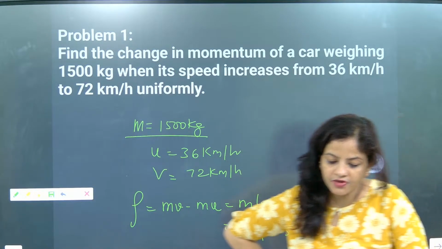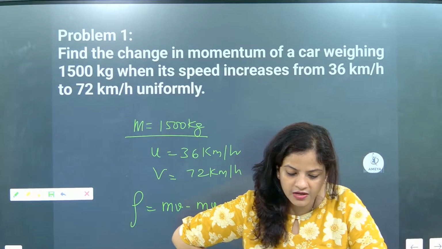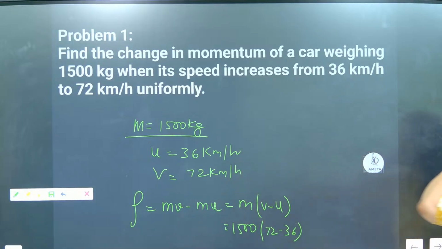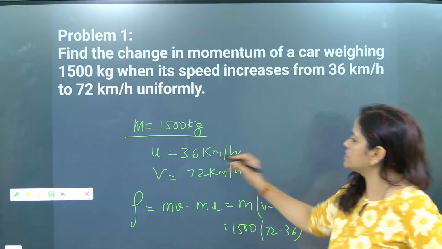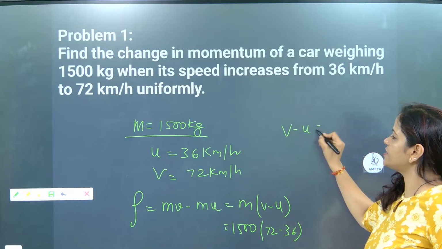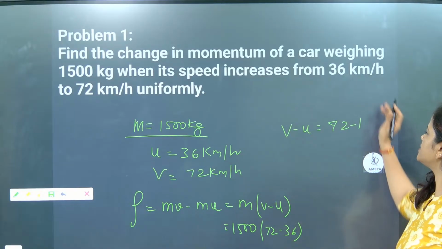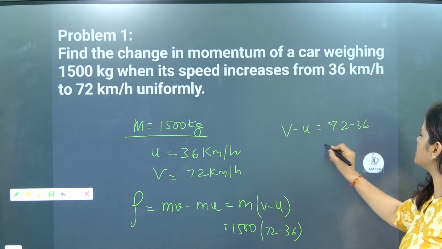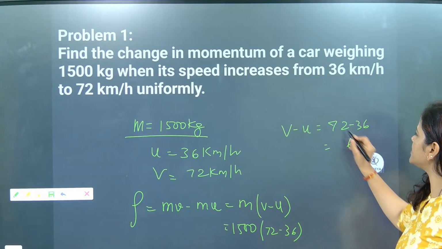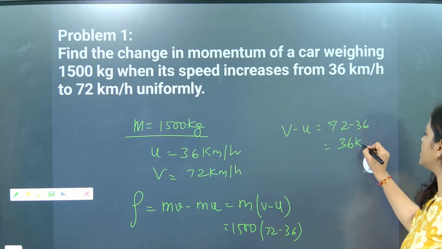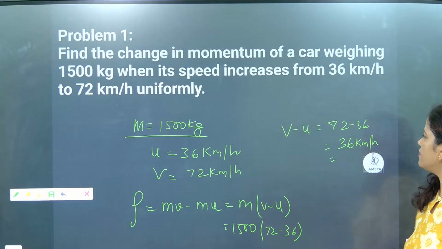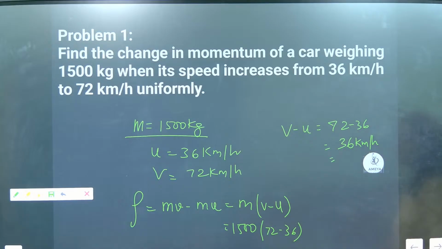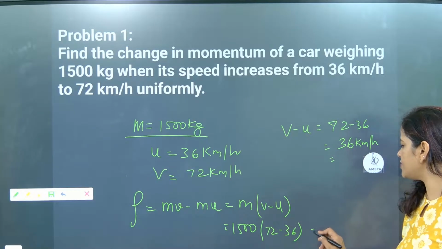Yes, unit conversion will be there. Can we do the unit conversion finally? Now look here. Unit conversion means here we will do this. v minus u is equal to 72 minus 36, which is 36 kilometer per hour. Now we will convert 36 kilometer per hour.